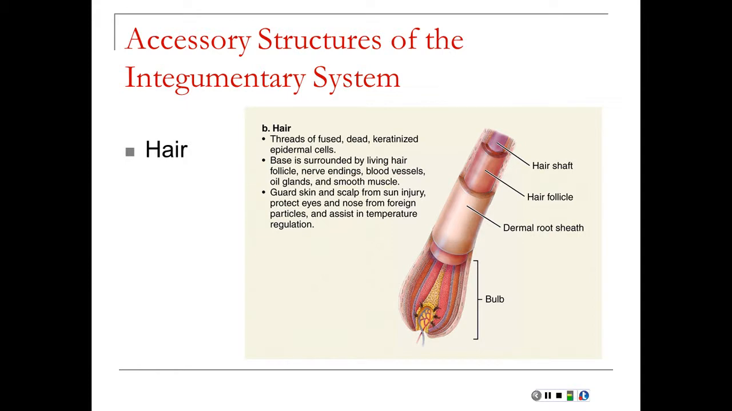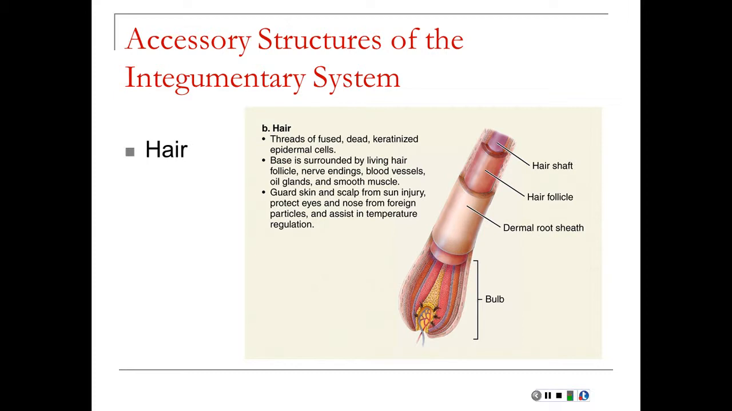We'll begin with hair. Hair itself is not just something dead that grows out of your scalp or your skin. It's actually threads of fused epidermal cells. So the same cells that make up your stratum corneum are tightly packed together to form the hair structure. The base of the hair is actually surrounded by a living tissue. It's called the follicle. It has nerve endings and blood vessels and an oil gland associated with it.